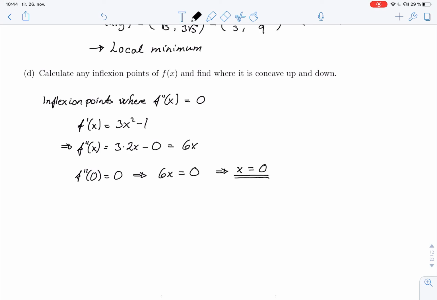And we need the inflection point, so we need f of x, where x is 0, and we're already given that. You could calculate it again if you want. So xy equals to 0, 0 is an inflection point.